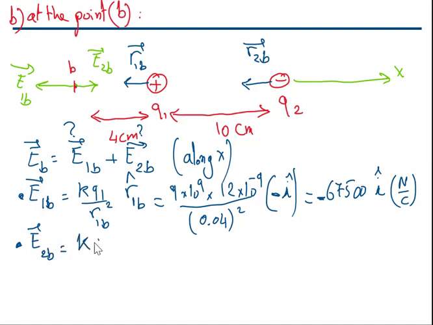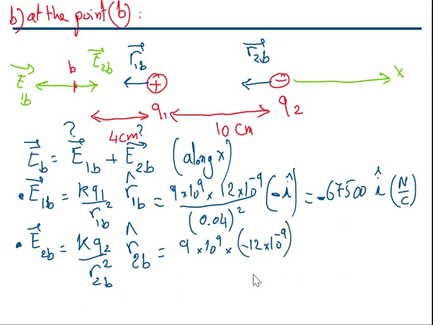E2B should also be k Q2 divided by the distance from 2 to B squared, multiplied by the unit vector r2B. So it will be 9 times 10 to the power 9 multiplied by Q2, which is negative 12 times 10 to the power negative 9, divided by the distance from Q2 to the point B, which is 14 centimeters. That means 0.14 meter, and it's squared. The unit vector of the electric field E2B is also directed to the left, from the charge to the point. So we write minus i, the same.